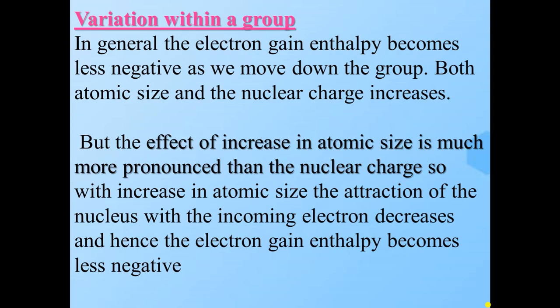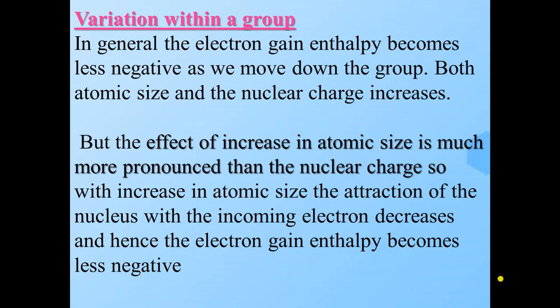Now, variation within a group. In general, the electron gain enthalpy becomes less negative as we move down the group. Both atomic size and the nuclear charge increase. That is why electron gain enthalpy becomes less negative. It is difficult to add an electron when we go down the group.